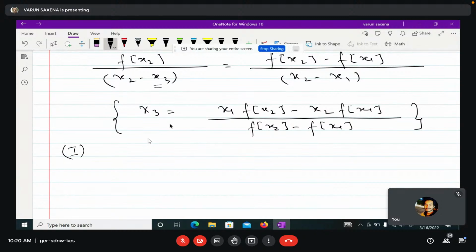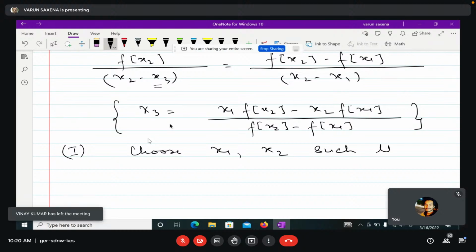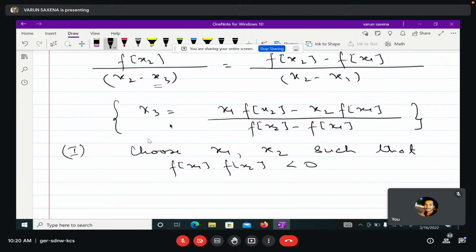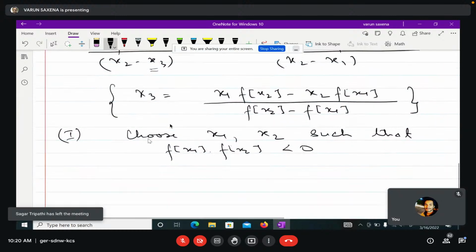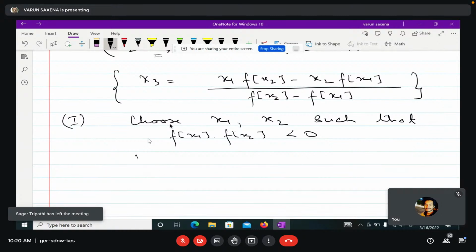First step, choose x1 and x2 such that f(x1) into f(x2) is less than 0. This will ensure that the root lies between x1 and x2, right? Then of course you also choose some epsilon. Right?